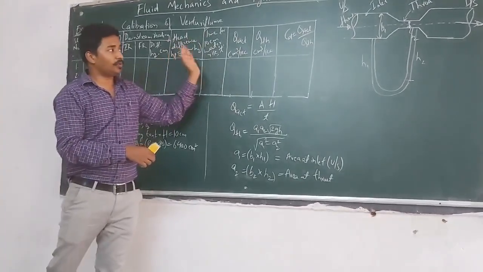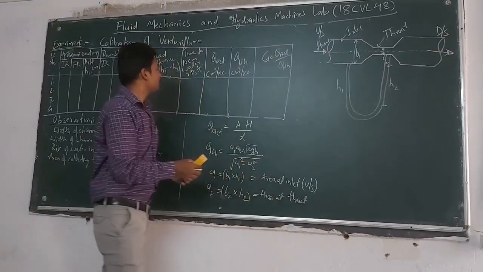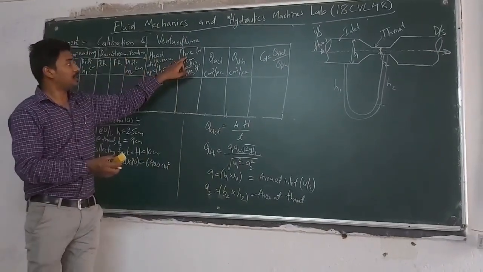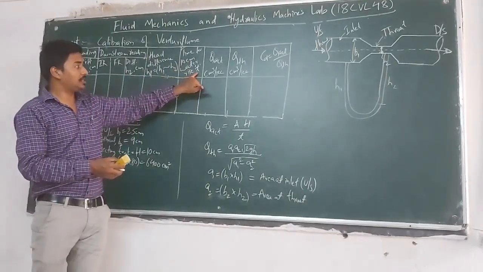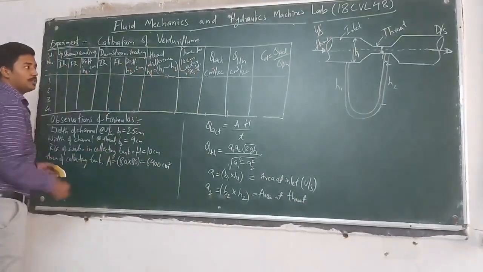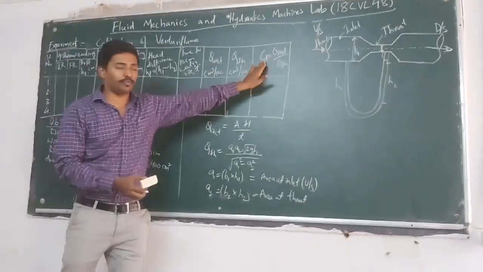The water passing out from the downstream is collected in a collecting tank. We take the time for a 10 cm rise of water in the collecting tank as t seconds. Using these observations we will calculate the actual discharge, theoretical discharge, and the coefficient of discharge.